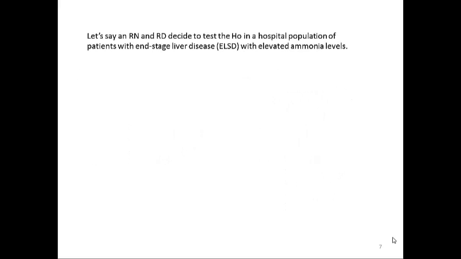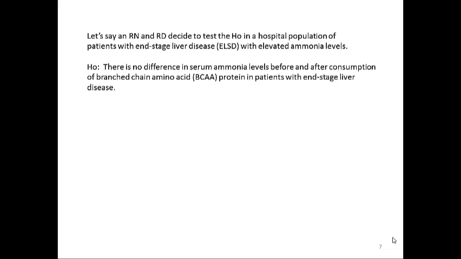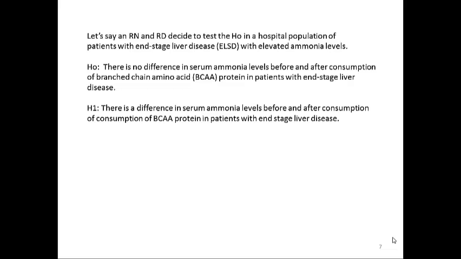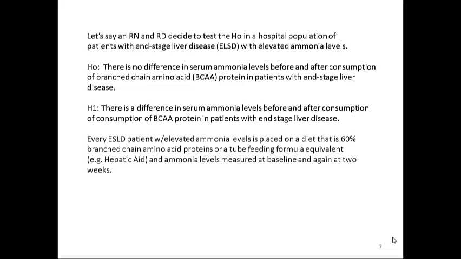Let's say that a nurse and a dietitian decide to test the null hypothesis in a hospital population of patients with end-stage liver disease who have elevated ammonia levels. And so we write our null hypothesis and we write our research hypothesis. Every ESLD patient with elevated ammonia levels is placed on a diet that's 60% branched chain and 40% aromatic, and if they're unable to eat by mouth, we'll give them an equivalent tube feeding, such as Hepatic-Aid. And then we'll check the ammonia levels at baseline and again 2 weeks later.